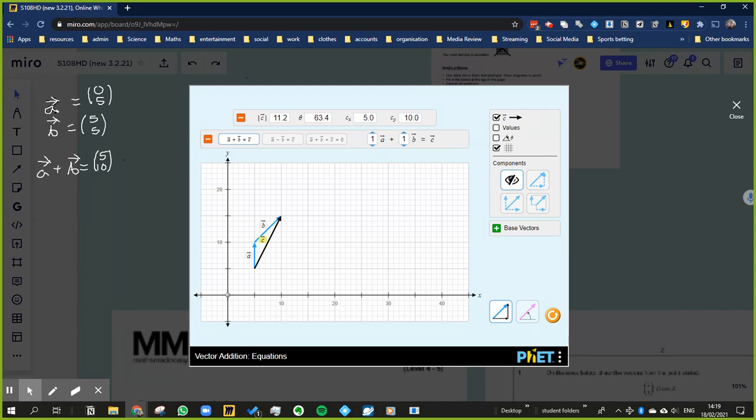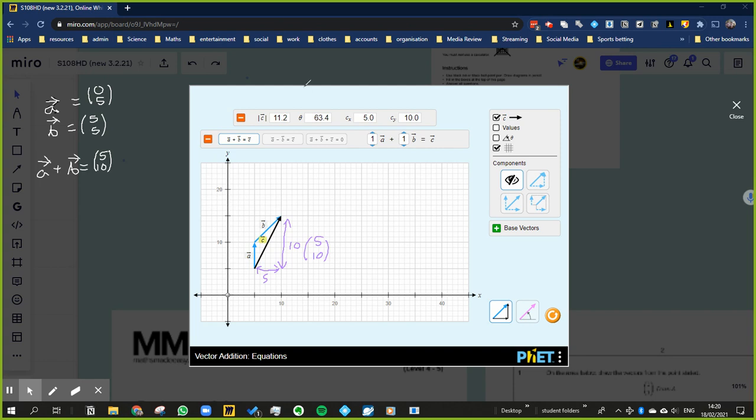Now, let's look at it in a bit more detail. So as we can see, what are the dimensions of C? Well, it says the dimensions of C is 5 across, and as you can see, it's 5 across there, and it goes from 5 to 15, so it's 10 up. And so if we wrote it as a column vector, it would be 5, 10, which is what we get here.